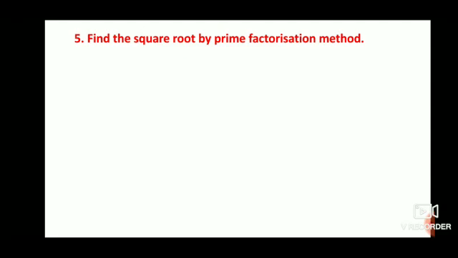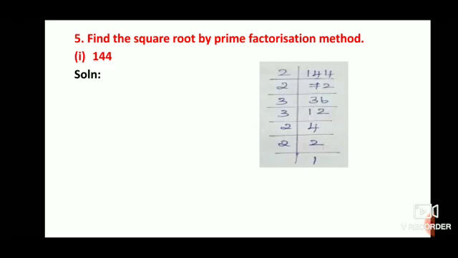See the fifth question. Find the square root by prime factorization method. This question is a prime factorization method question. The first subdivision, 144. See the solution. First we should take the LCM of 144. See the picture. So 144 is equal to 2 into 2 into 3 into 3 into 2 into 2. This is the LCM of 144.